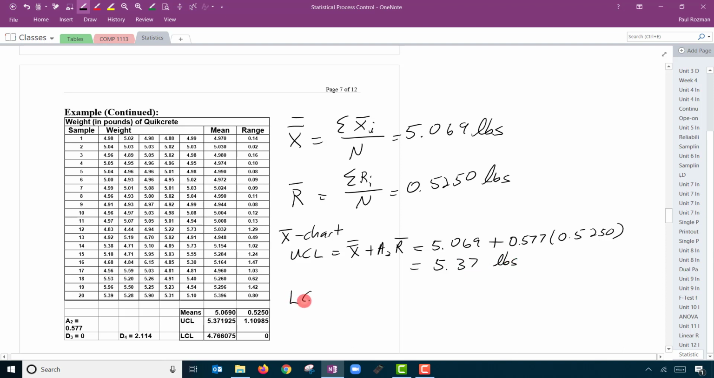And then you can do the lower control limit as x bar bar minus A2 R bar. You can see I just did it in Excel. I just made little formulas for these, but I thought I'd show it here. Again, the control constant is the same for this one. So we end up with 4.76.